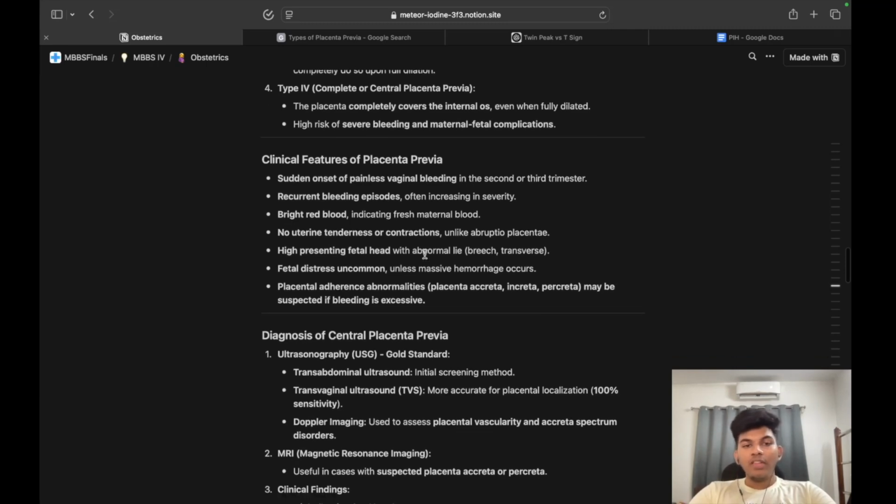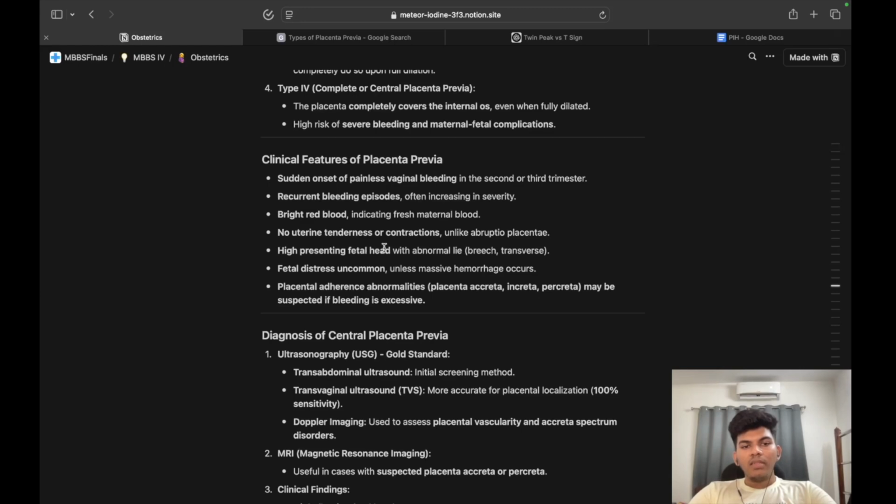Coming to clinical features. Sudden onset of painless vaginal bleeding in the second or third trimester. Recurrent bleeding episodes often increasing in severity. So bleeding increases in severity but it's not painful. Bright red blood indicating fresh maternal blood. No uterine tenderness or contractions unlike abruptio placenta wherein there is pain. Uterine tenderness is present there, contractions present there.